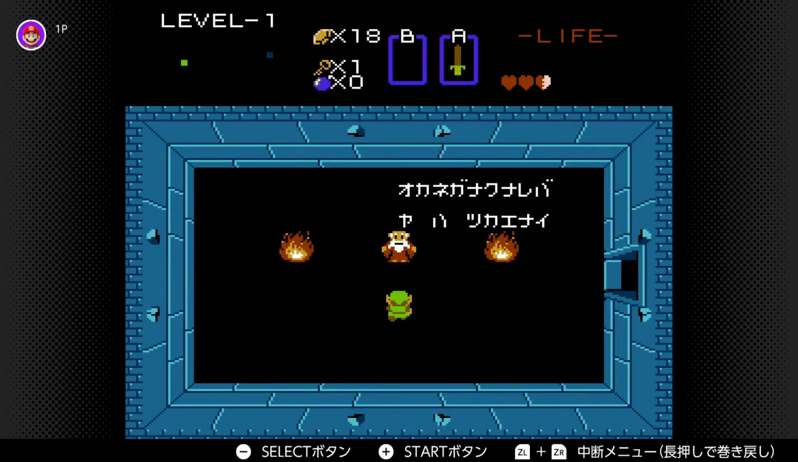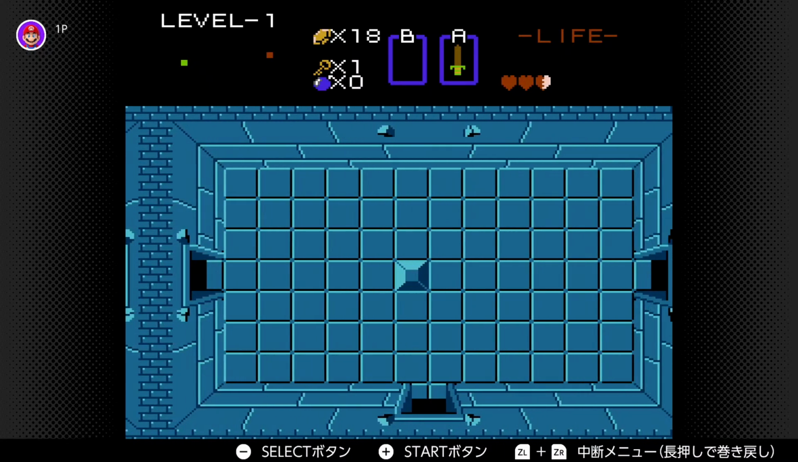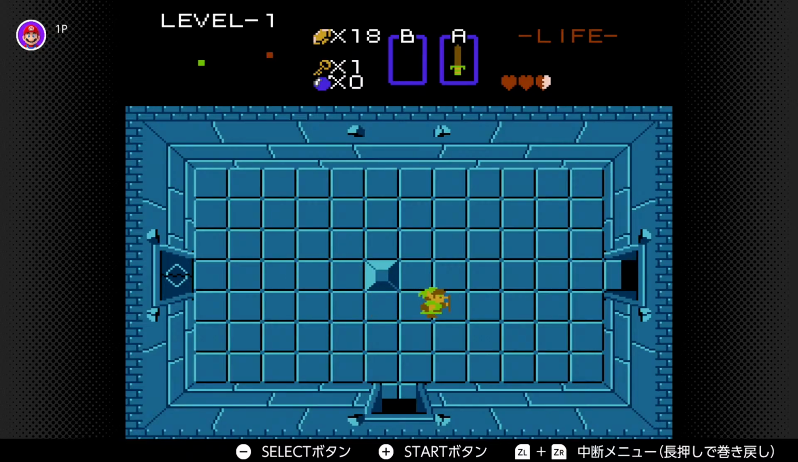Sorry, that's okay. Everything is fine. And yes, this is the old man that tells us that to use arrows in this game, you need rupees, and each arrow costs a rupee. You can't use the arrows if you don't have money. Why does it tell us that? Well, we'll see soon enough.